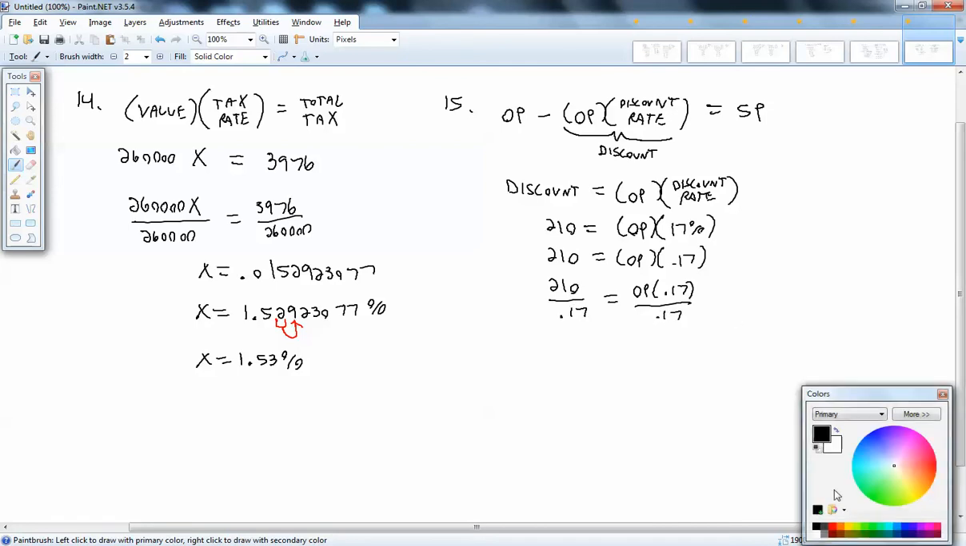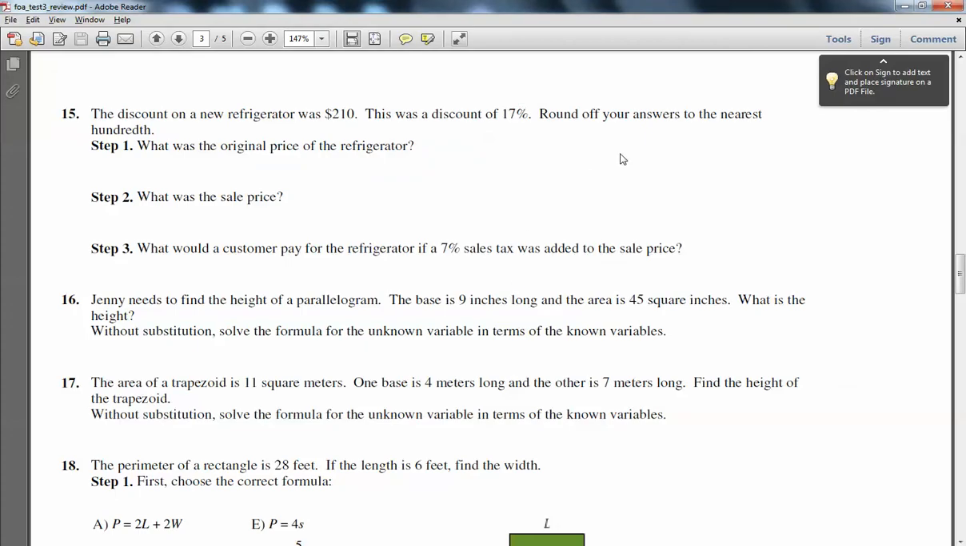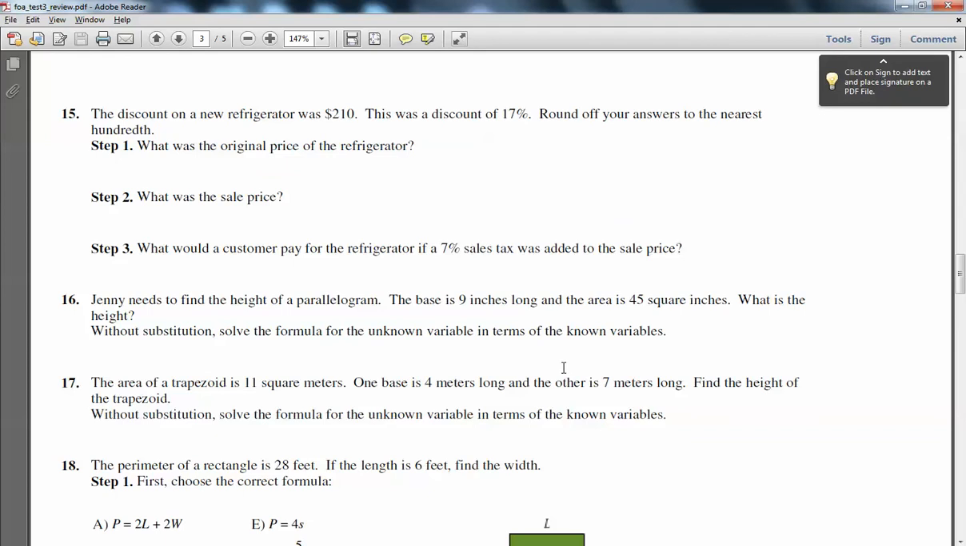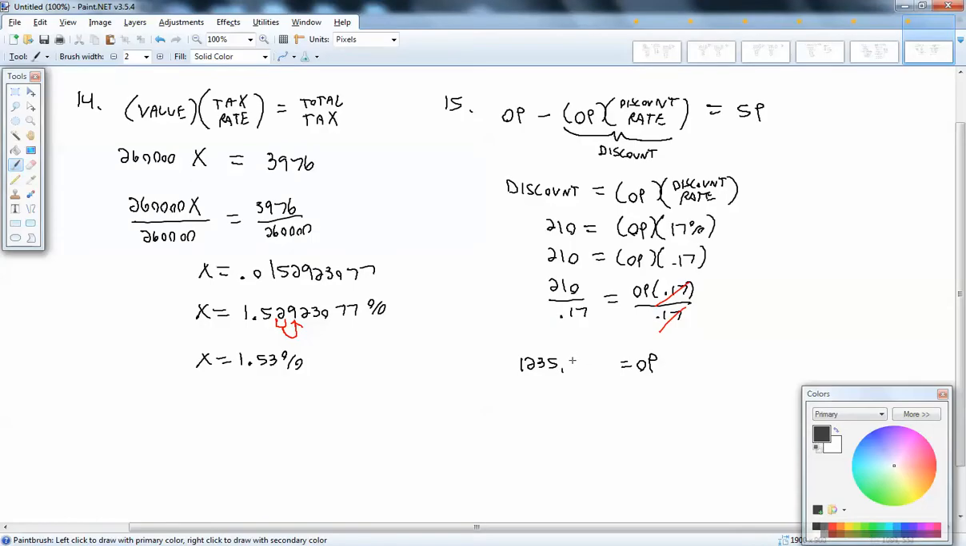When I do that, 0.17 cancels, and our original price is equal to 210 divided by 0.17. What do they want us to round it to? Hundredths. Okay, that came up with 1, 2, 3, 5. That seems like a high price for a refrigerator. Maybe I haven't bought a refrigerator for a while.